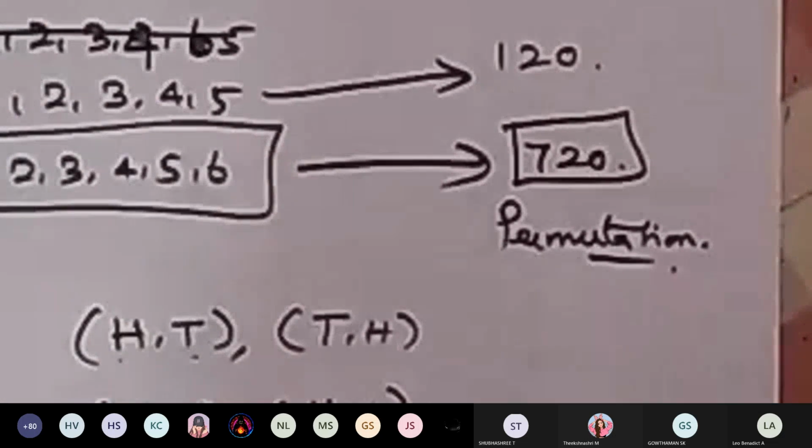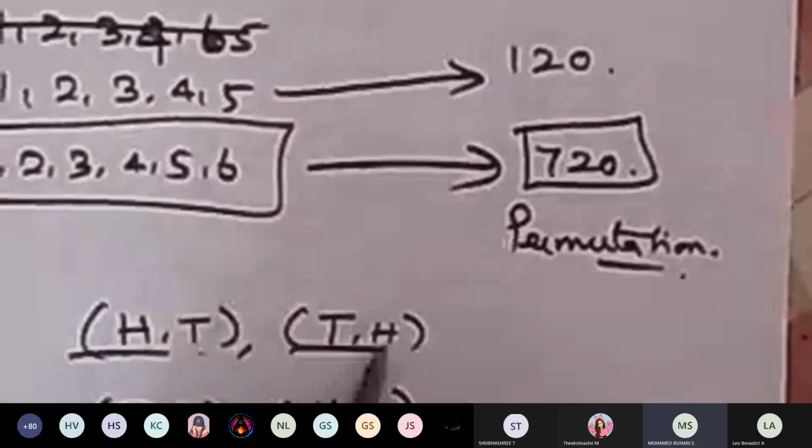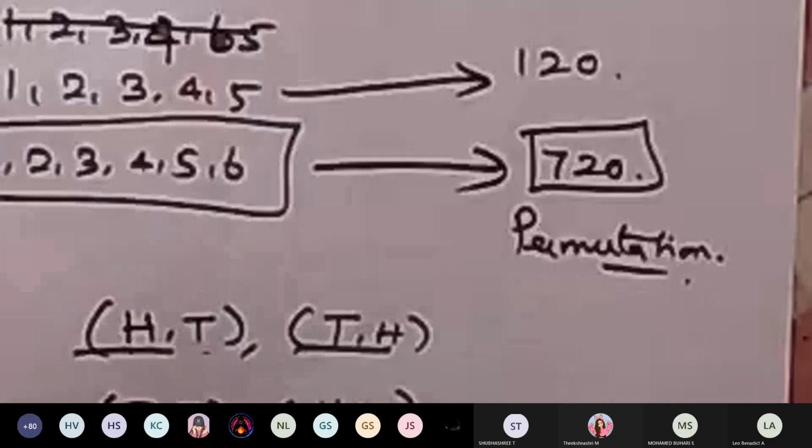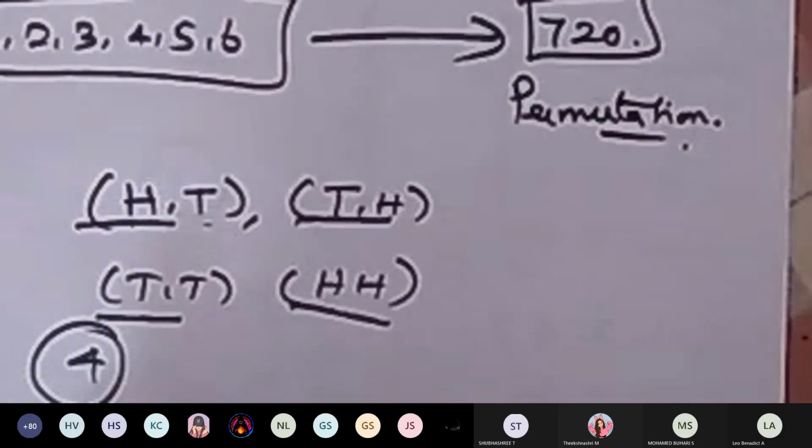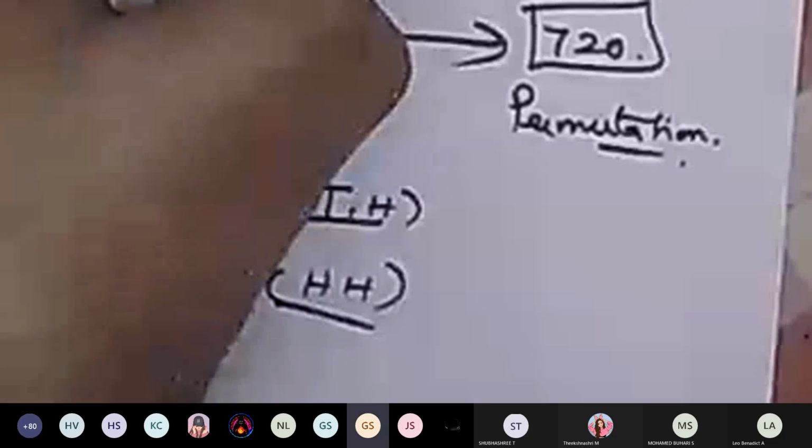What about the number of combinations here? 1, sir. Only 1. Because all the combinations of coins have head and tail. Am I right? All the combinations have head and tail. So the number of combinations is 1, plus the number of ways of arrangement, permutation, is 4. So this is what we call permutation and combination. So do you have any doubts?